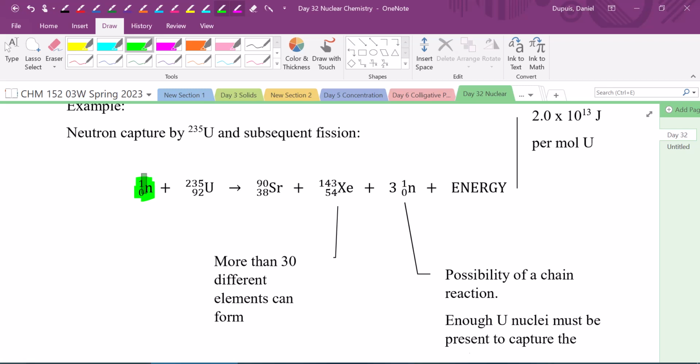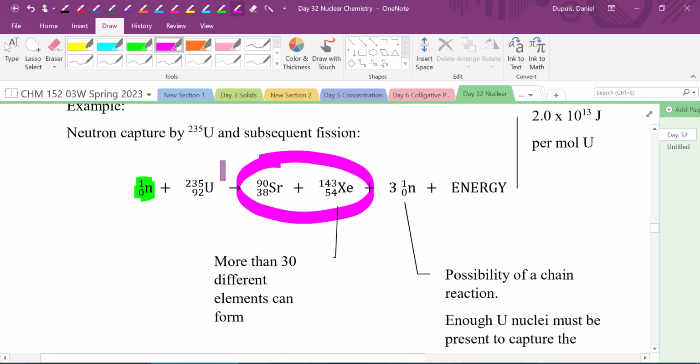There are all sorts of pictures where it shows you how 1 goes to 3, then goes to 9, an exponential growth of a reaction. It goes really fast. If you look, there are lots of different products that can happen. But what's important is you get, at least in this case, 3 more neutrons and a lot of energy.